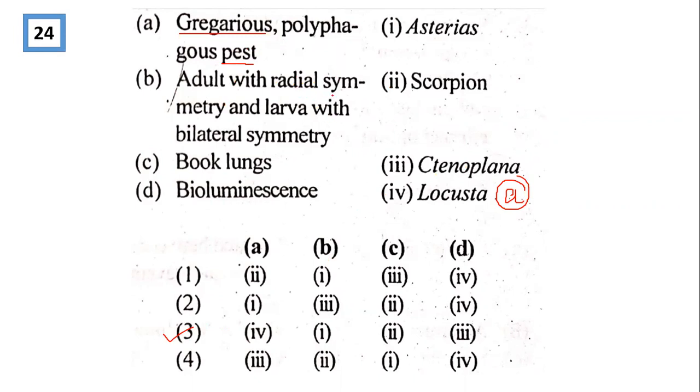Adult with radial symmetry and larva with bilateral symmetry, it will be Asterias. That is a starfish belonging to echinoderms. Book lungs is the respiratory structure in scorpion. And bioluminescence is a property exhibited by the Ctenoplana. So the correct answer is option number 3.